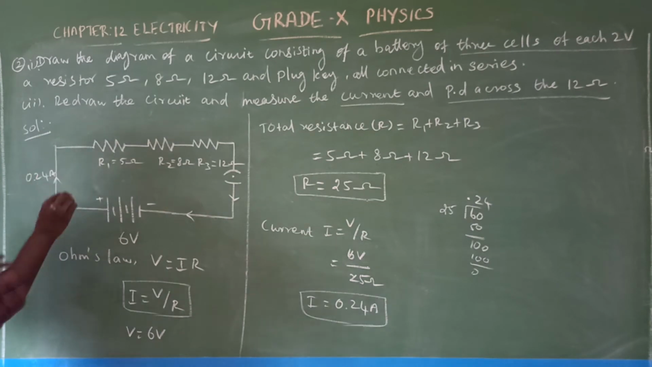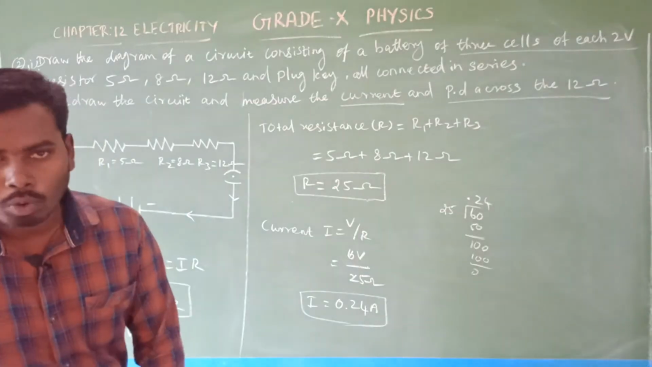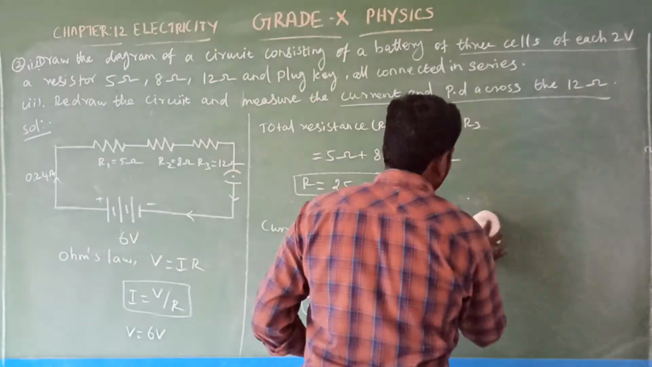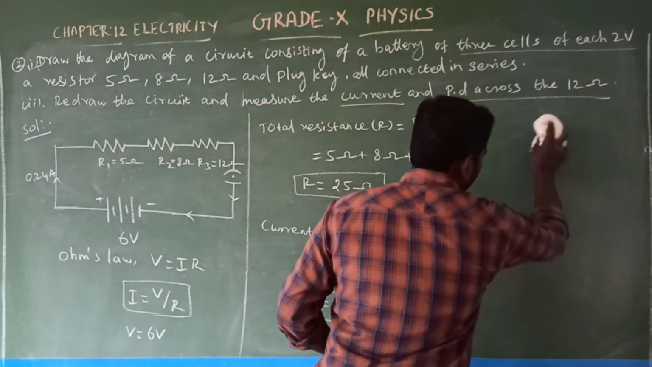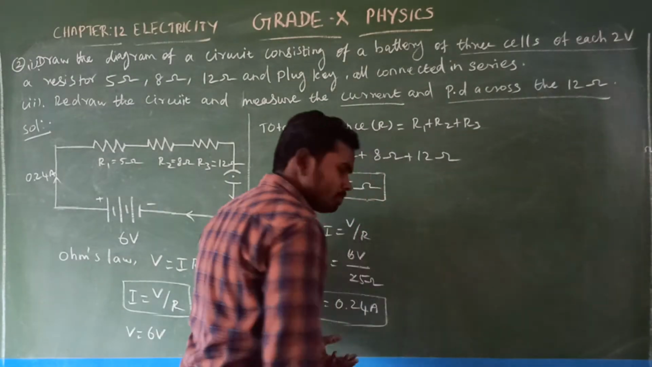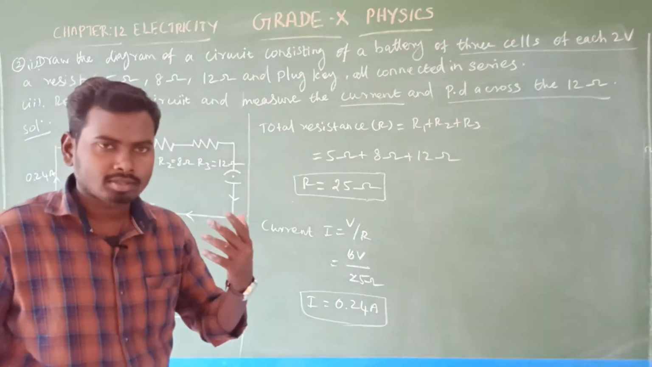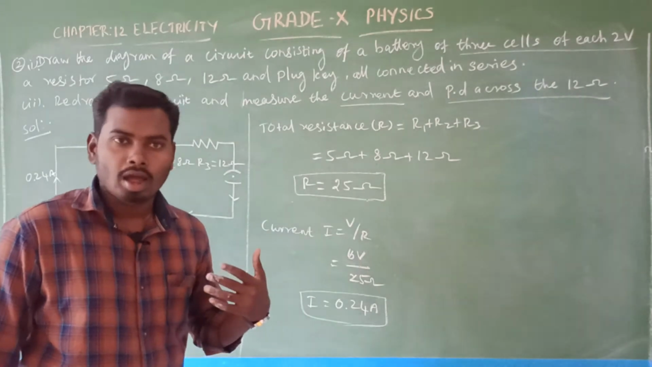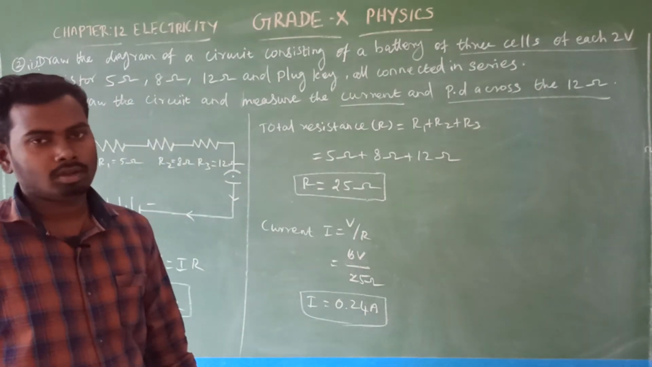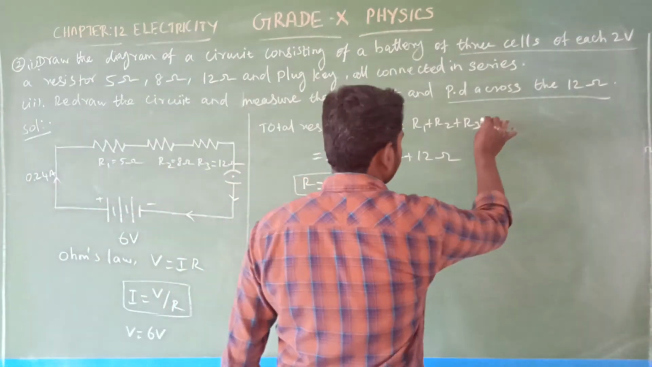So in this circuit, 0.24 ampere current is flowing. Am I right? Yes, that's all. Simple mathematical calculations are there. Mathematical concepts are there: just addition, division, multiplication. That's all. Okay, yes, listen here.